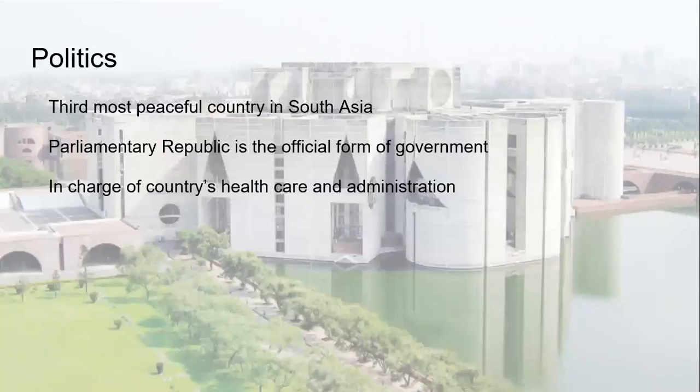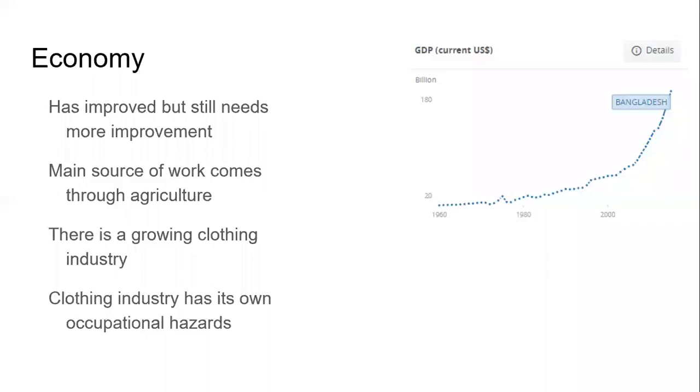Politics, you got the main official form of government being parliamentary republic. It is the third most peaceful country in South Asia, and the government is also in charge of healthcare and administration. The economy has improved a lot, but it could still use some more improvement.